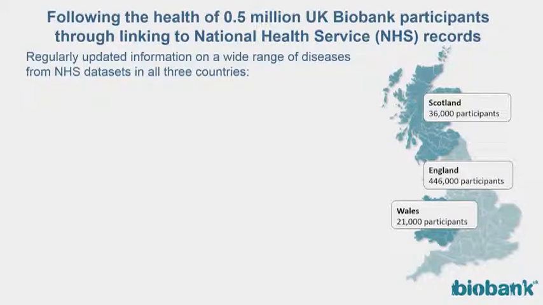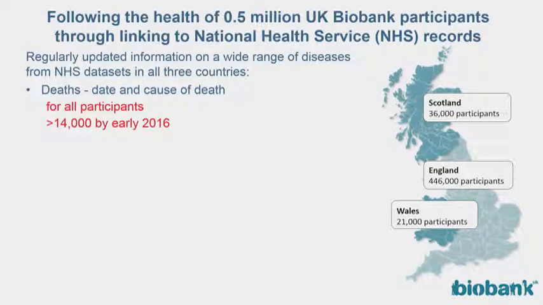But the principal method of following the health of the 500,000 participants in Biobank is through linkages to National Health Service records. And we're able to obtain regularly updated information that covers a wide range of diseases from NHS datasets in all 3 countries where our participants were recruited, and largely speaking, where they still are. So, for example, we can link to mortality registers, which exist across the entire country for all participants, providing information on date and cause of death. By early 2016, more than 14,000 of the participants had died, and we know about that and what they died of.